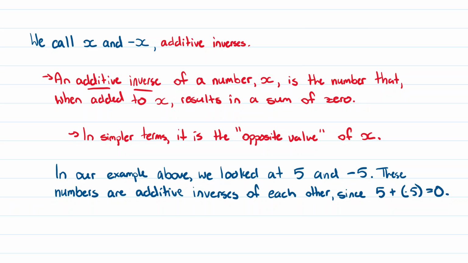Okay, so if we take a look at 5 and negative 5, well, we know that these two are additive inverses to each other because when we add 5 and negative 5 together, we get 0. In simpler terms, whenever you take a look at an additive inverse, it's just the opposite sign of the same value. So if I said, hey, find the additive inverse of negative 7, well, that's just going to be positive 7, right? So it's whatever is the opposite sign of the same value. That's going to be its additive inverse. When you add those two together, it will always give you 0.